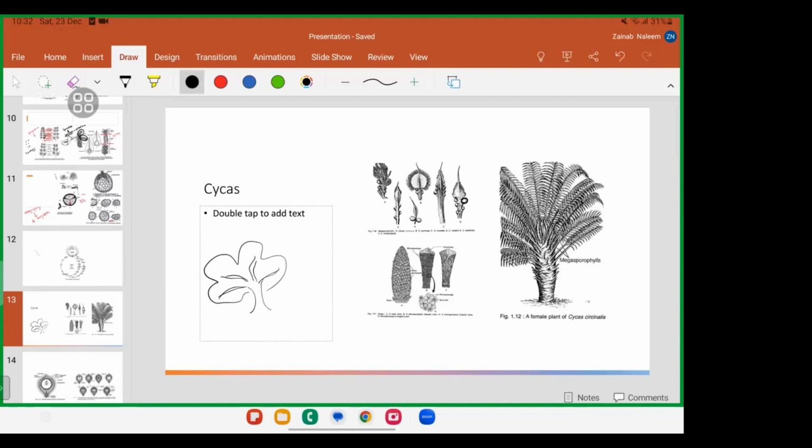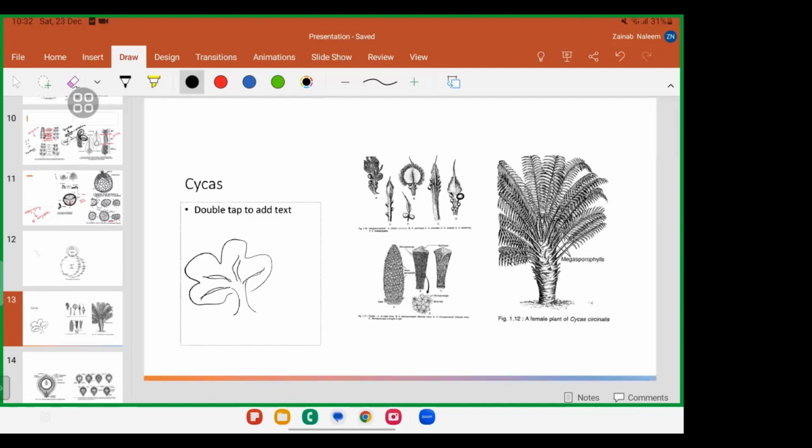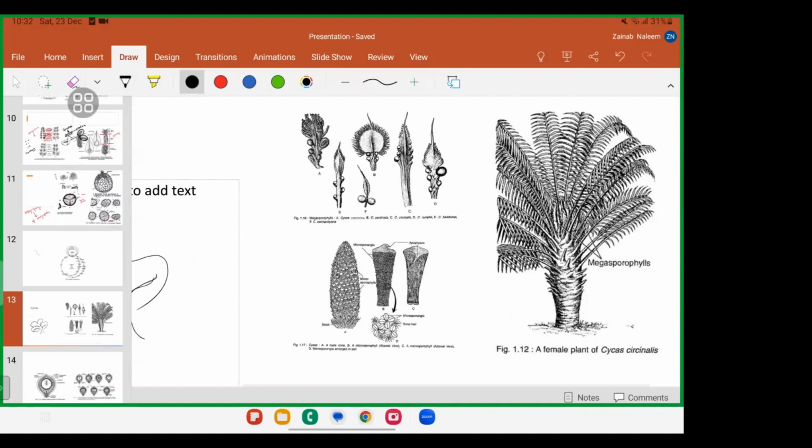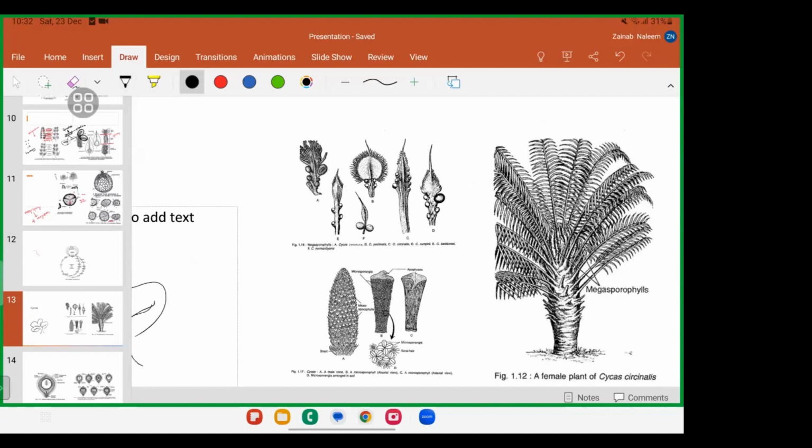So there are two types of spores, megaspores and microspores, and they are dioecious, which means they have female and male plants separately. Some plants produce megaspores, which are called the... sorry, megaspores means the female sporophyte. Some plants produce microspores, which is called the male sporophyte. So if you see, this is the sporophyte.